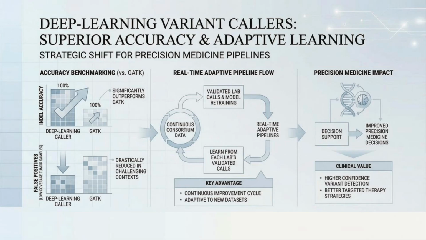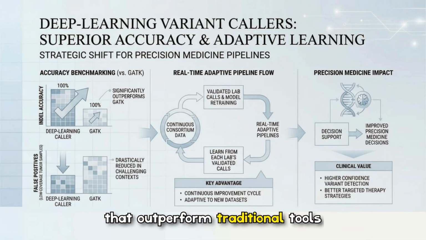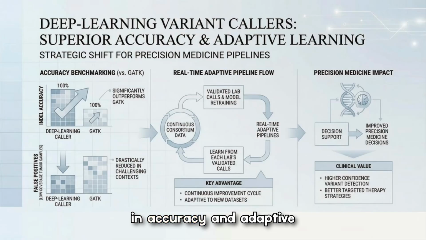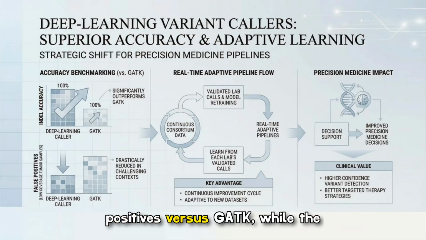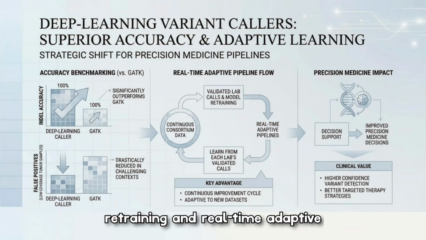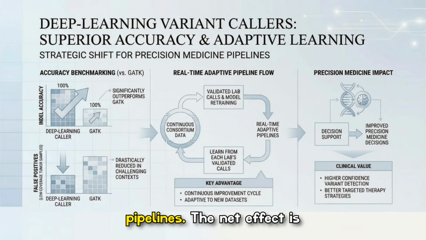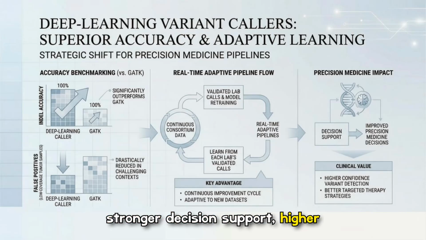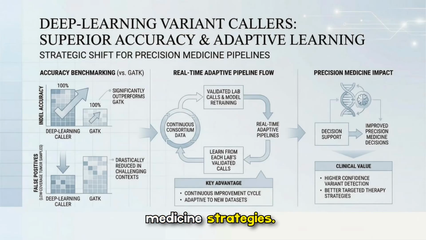This slide highlights deep learning variant callers that outperform traditional tools in accuracy and adaptive learning. Benchmark visuals show higher indel and SNP accuracy and reduced false positives versus GATK, while the pipeline flow emphasizes continuous consortium-driven retraining and real-time adaptive pipelines. The net effect is stronger decision support, higher confidence variant detection, and better targeted precision medicine strategies.